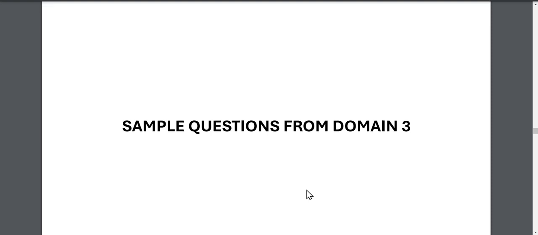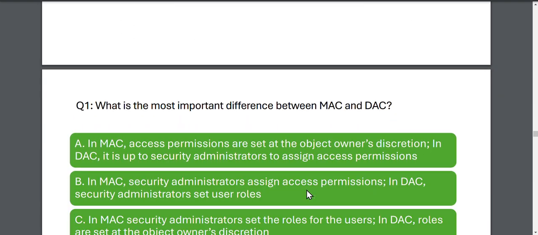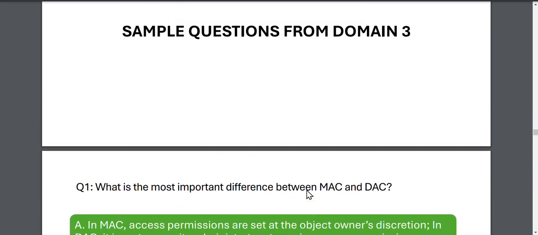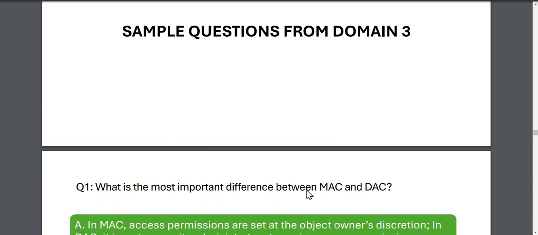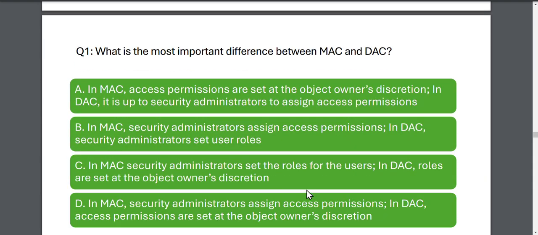So if you're ready, domain 3. Now, this is domain 3. Let me remind us, domain 3 is on access control concepts. We did discuss access control yesterday. So now this is the first question here. What is the most important difference between a MAC and a DAC?